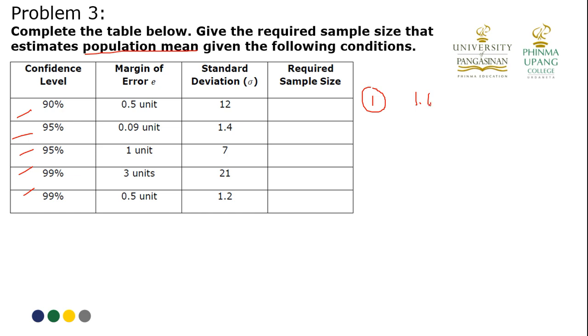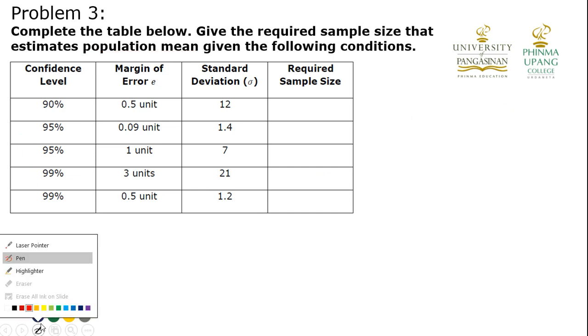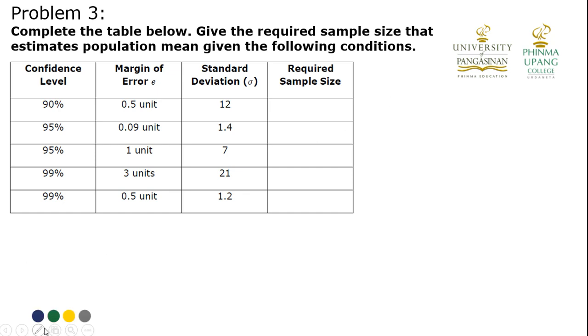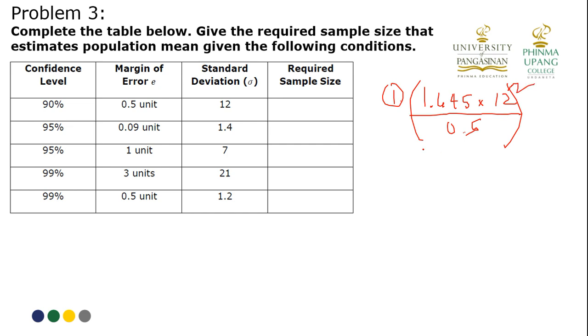90% is 1.645. Multiply it by the standard deviation of 12. So, we have number 1, 1.645 multiplied by 12, all over 0.5, squared. Compute it so we can be quick. What is the value of n in number 1?